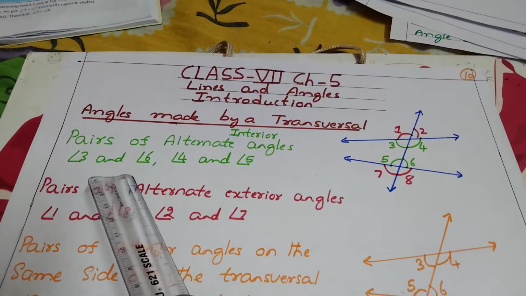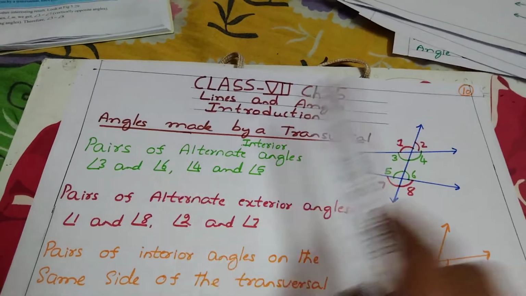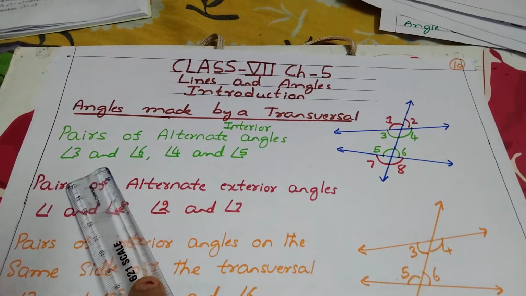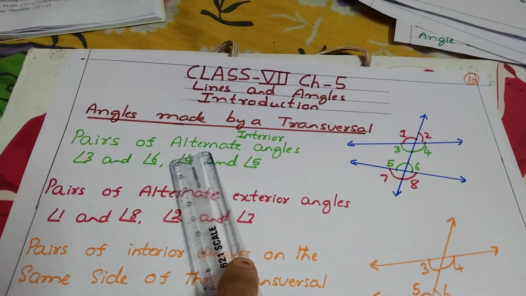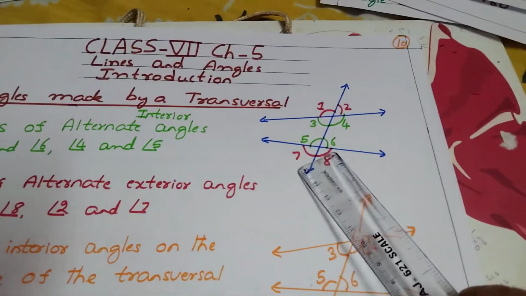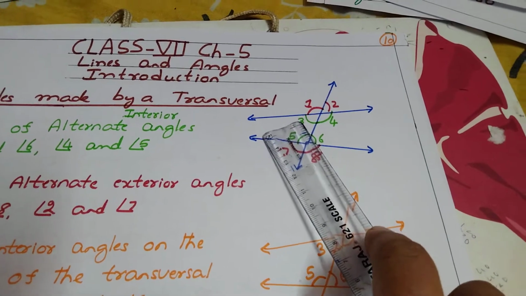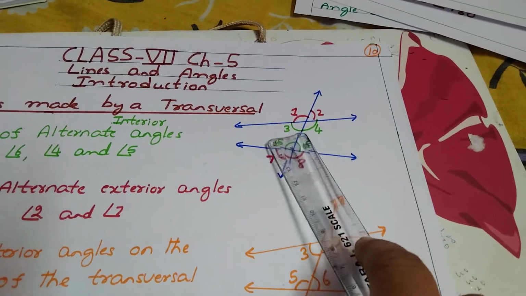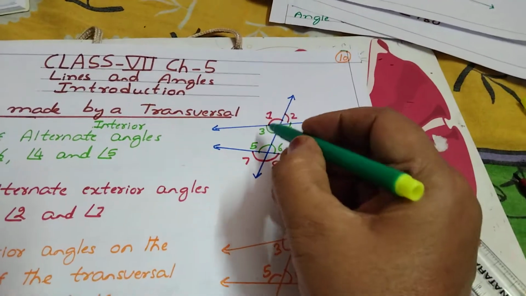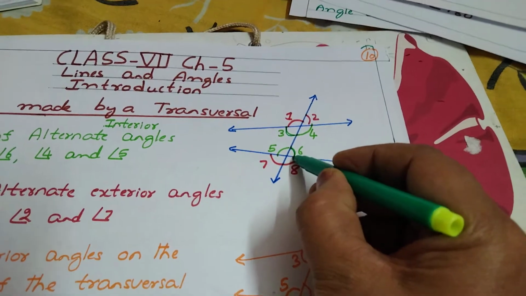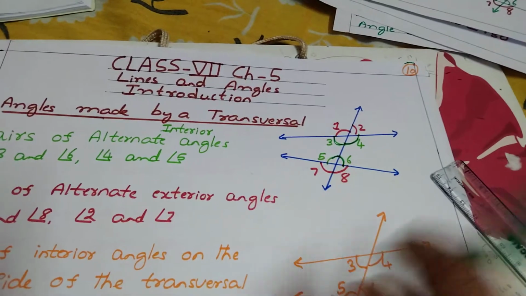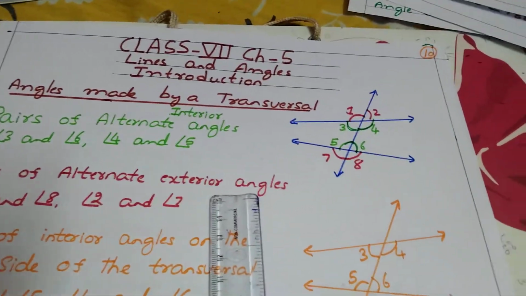Next, angles made by a transversal. The same topic continues: interior angles, exterior angles, pairs of corresponding angles. Next, pairs of alternate interior angles. Alternate means angles on opposite sides. Example, 3 and 6, and 4 and 5. That is the opposite side.